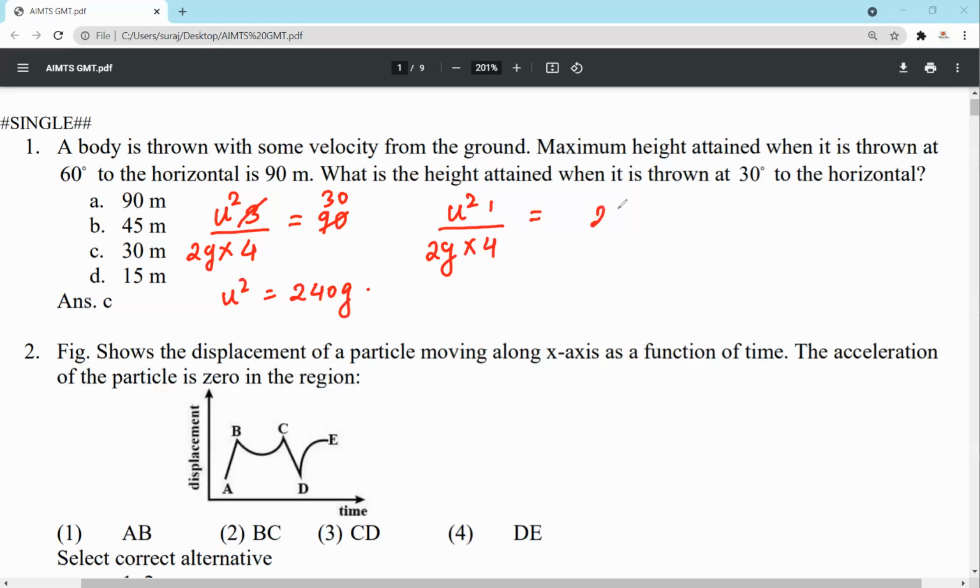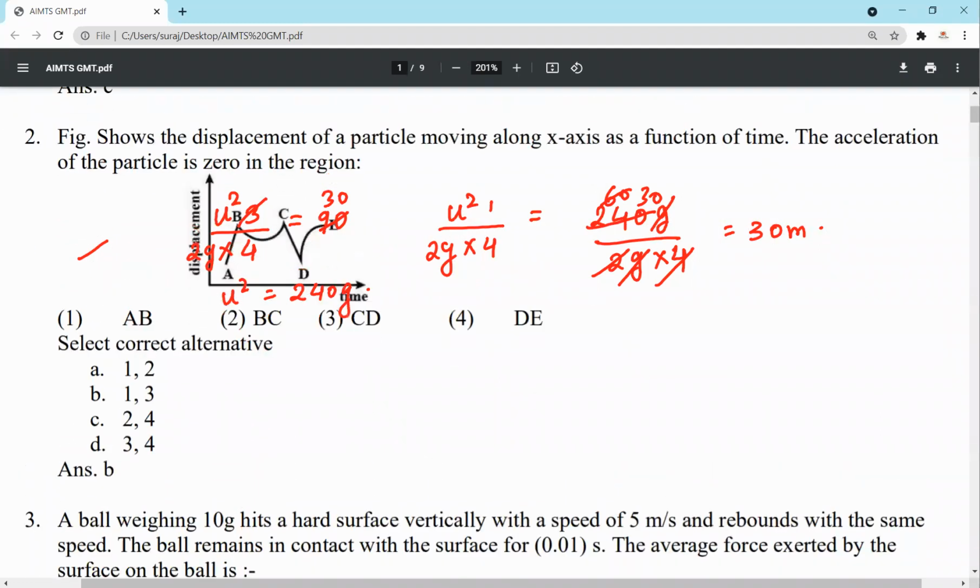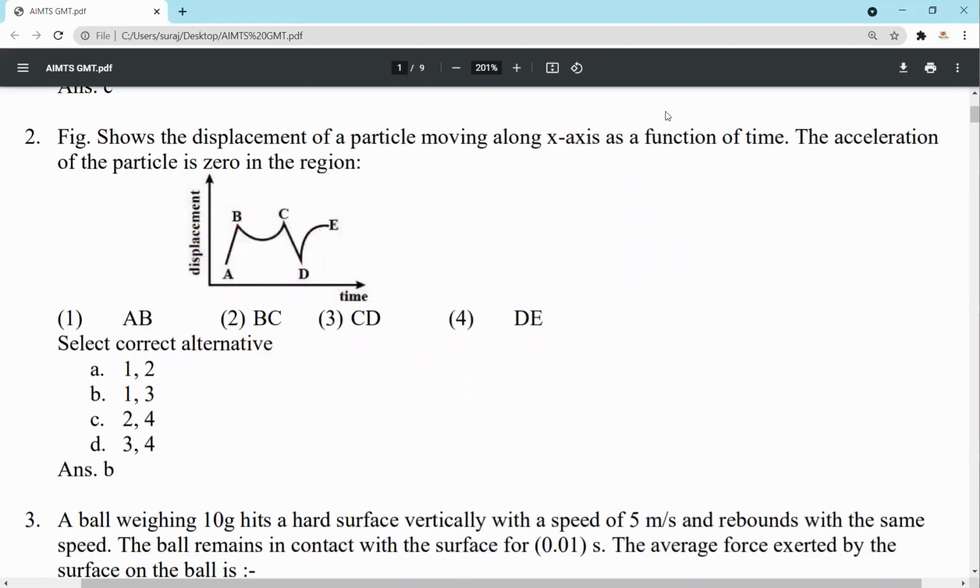U square is 240g divided by g into 4. 4, 6, 24, 0, g g get cancelled. 2, 3, 6, 0. Answer will be 30 meters. Easy question. Option C. Now coming to question number 2.